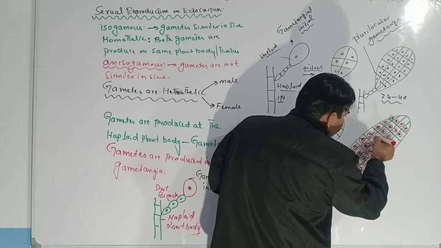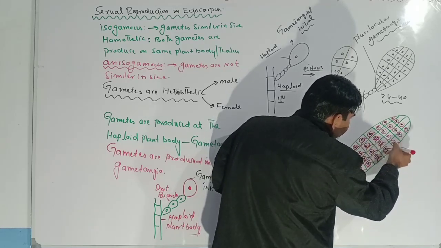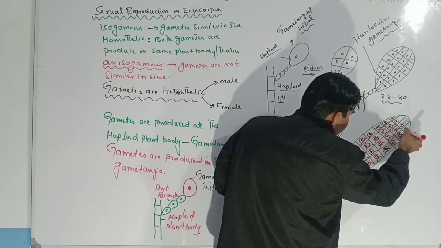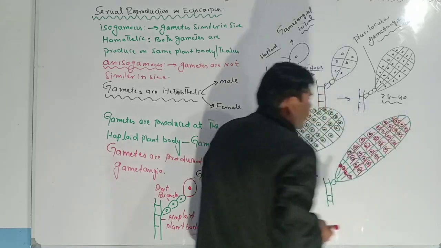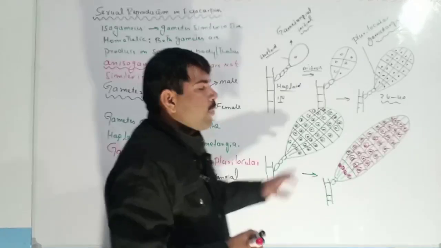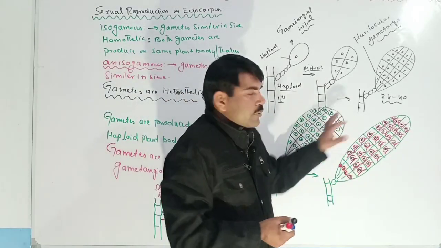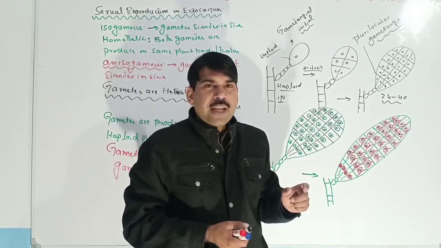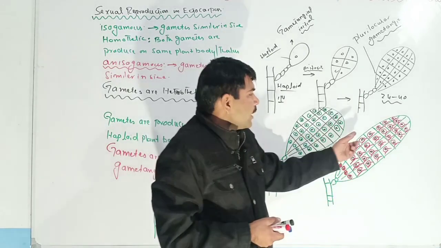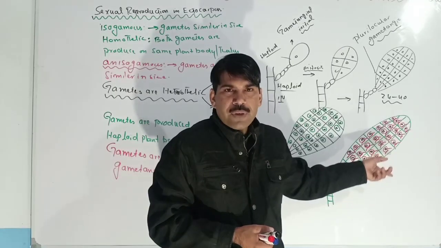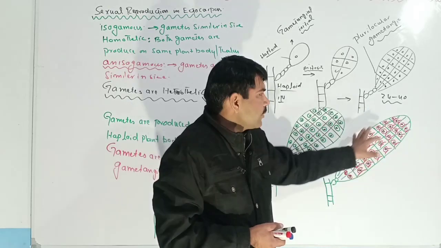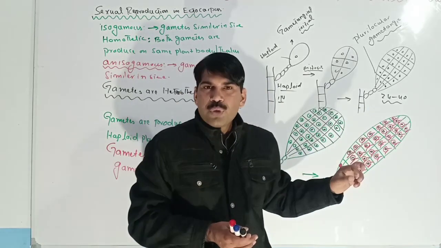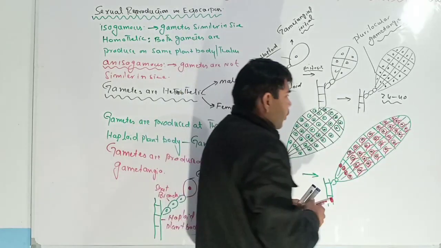So I am going to tell you why these are known as zoogametes. Actually, the word zoo is used for animals. So these are the gametes having a sperm-like nature. As we know that sperm are motile, these are also motile, because they have flagella as sperm have flagella. So that's why these are known as zoogametes, because these gametes can move.